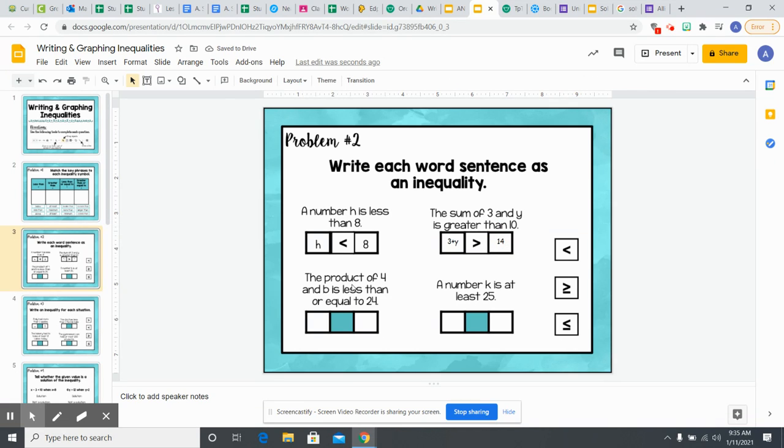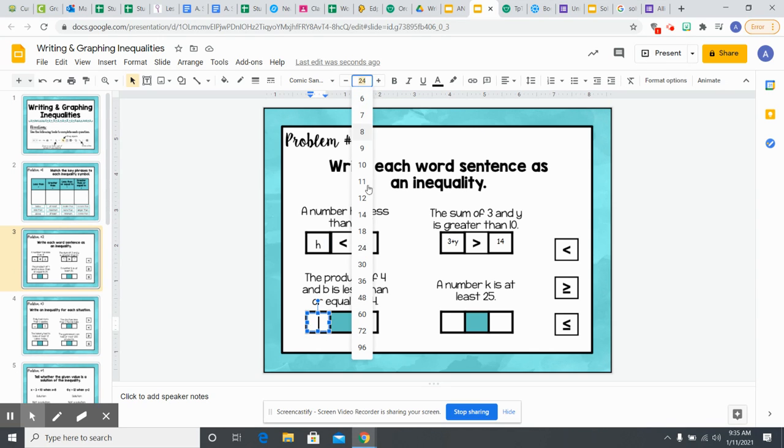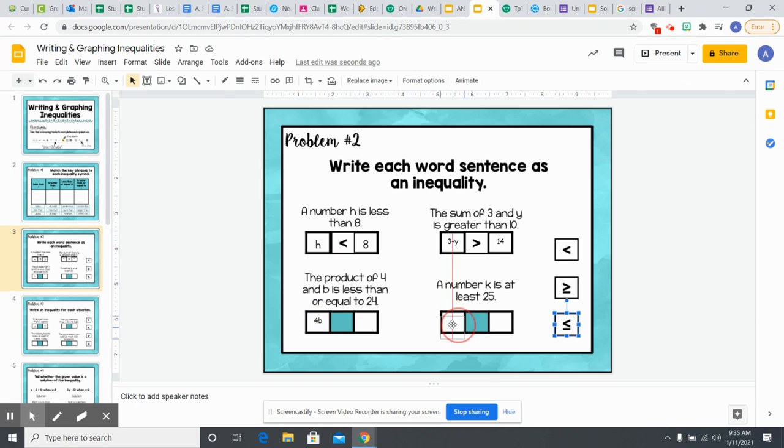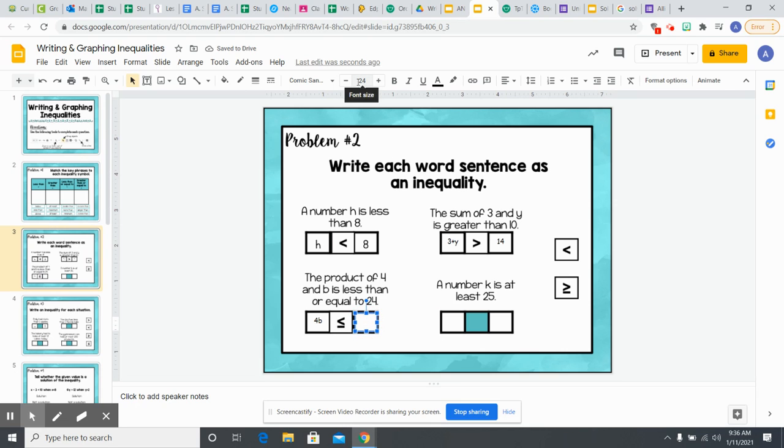All right, so the product of 4 and b. Let's start with that first. Well, let's read the whole thing. The product of 4 and b is less than or equal to 24. So the product of 4 and b is, remember, multiplication. That's when we can have our number and our variable touching. So that would be 4b is less than or equal to, so it's not only going to be our little tail end, but it's also going to have our line underneath because it's or equal to. And then 24.